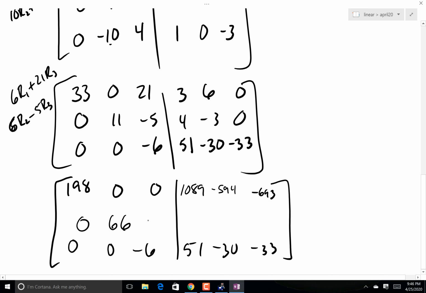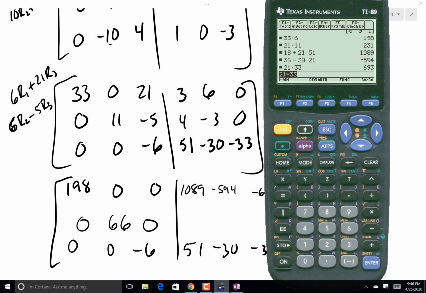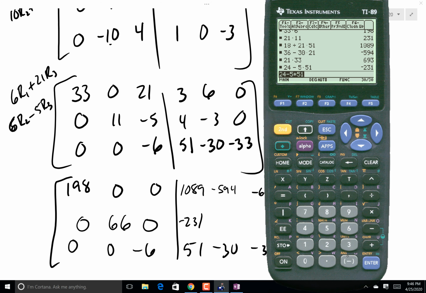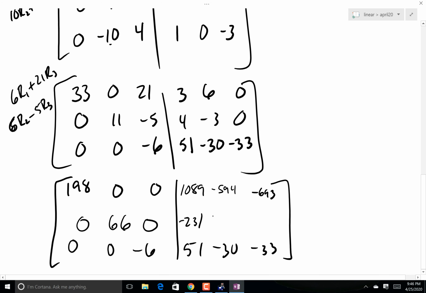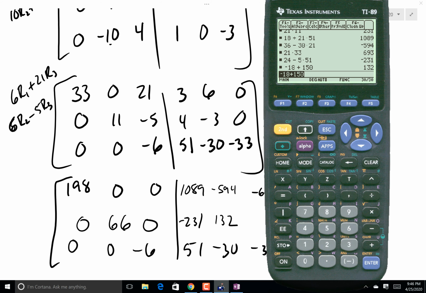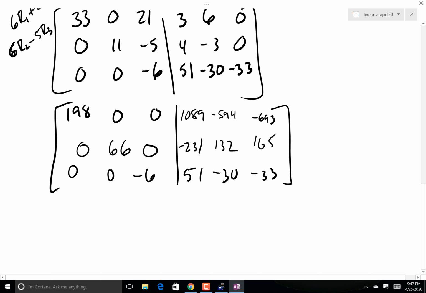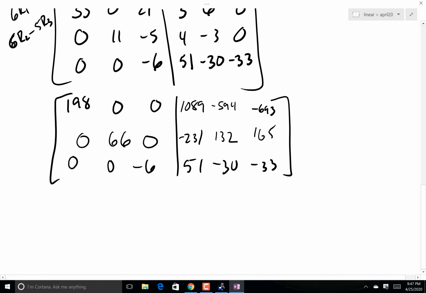0, it's going to be 66, it's going to be 0, and then it's going to be 6 times 4 is 24, minus 5 times 51, negative 231, and it's going to be negative 18, plus 150. 132. And then it's going to be 5 times 33, 165, right? 165. All right. Awesome. Let's see what we get here, shall we?